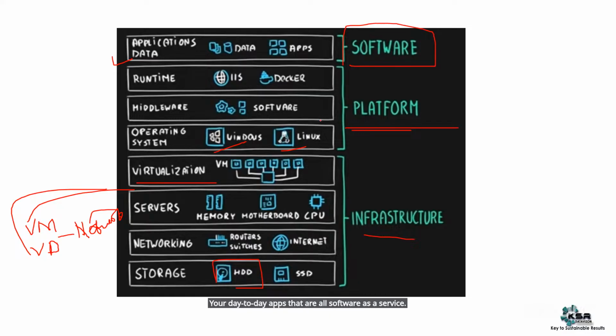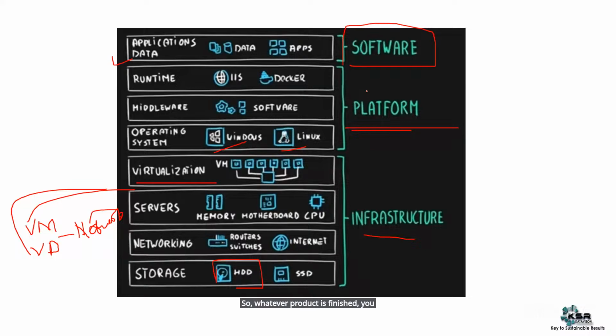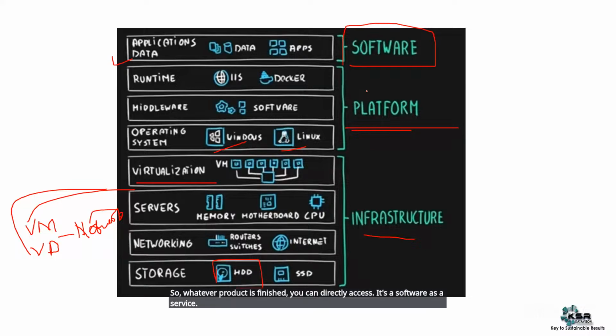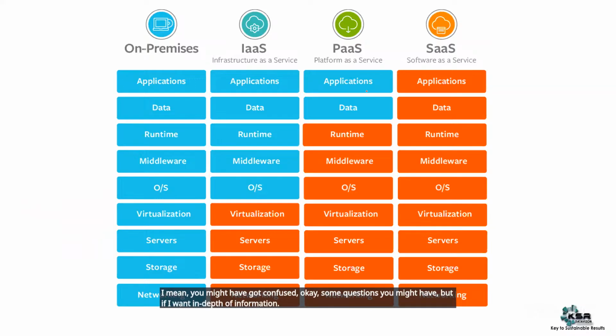Right? So every component has its own sub-components. Platform as a service has these sub-components, infrastructure as a service has these sub-components, and software as a service is a finished product. Whatever product is finished, you can directly access, it's a software as a service. Now, I'll give you better clarity. This was more general, and you might have got confused. Some questions you might have, but if you want in-depth information, this is how it looks.